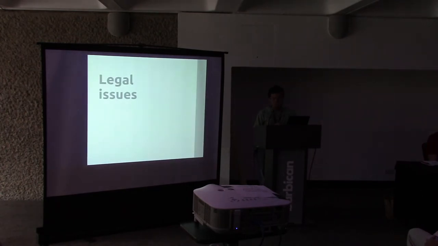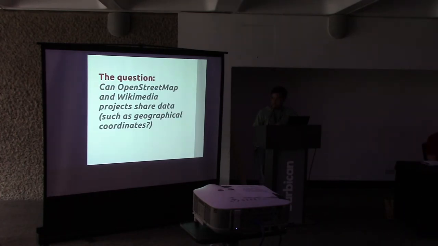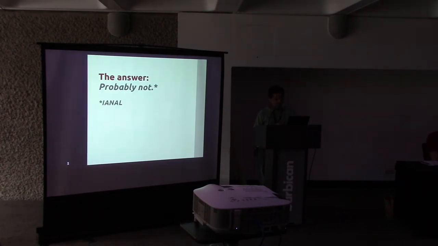Those are some of the things that are currently happening between OpenStreetMap and the Wikimedia community. And now I'll be talking about legal issues. One question that's been asked often is, can OpenStreetMap and Wikimedia projects share data, such as geographical coordinates? The answer: probably not, but I'm not a lawyer.